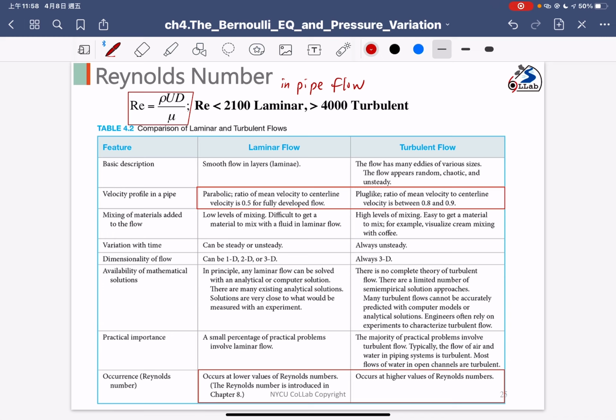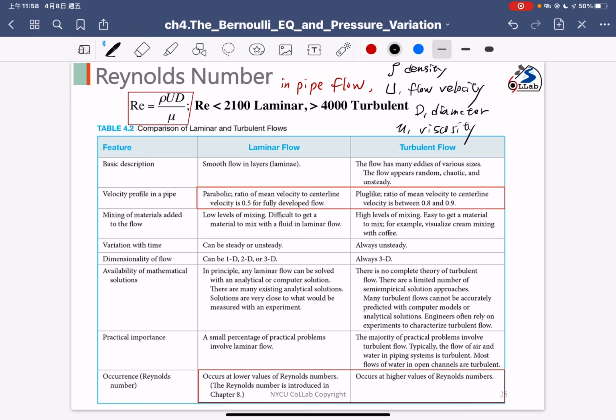Only applicable in pipe flow. And how about the parameters shown here: rho is density. Okay, and what is the U in the Reynolds number? U is the flow velocity in the pipe. And what is D? D is the diameter of the pipe. And mu is the viscosity, right?